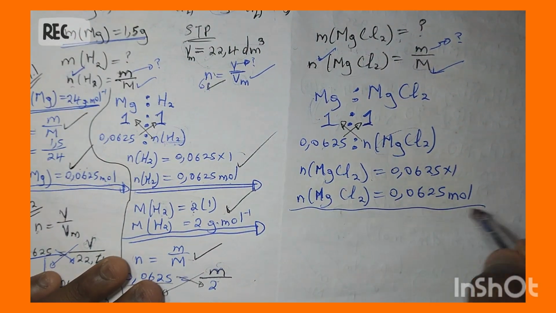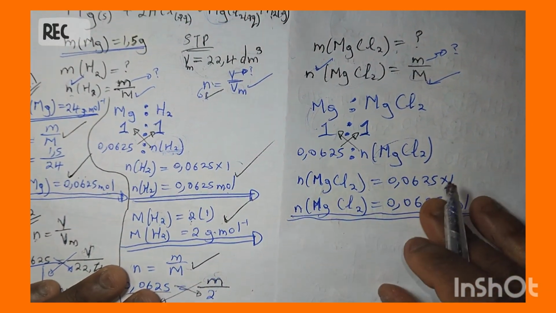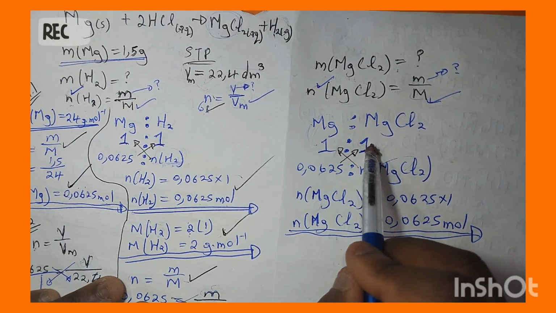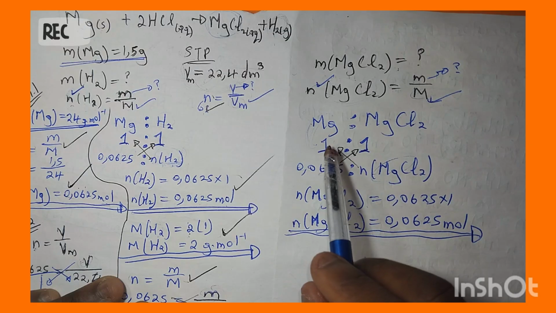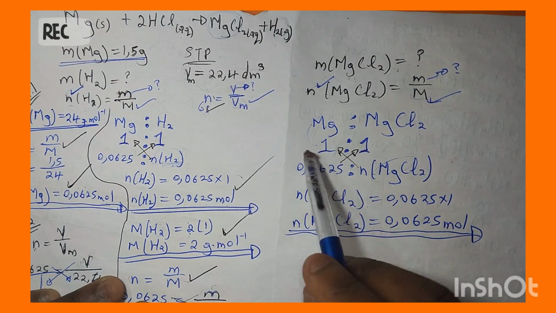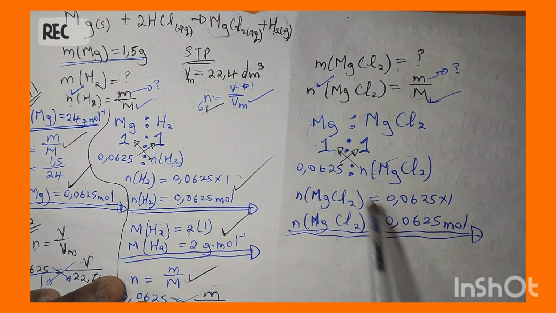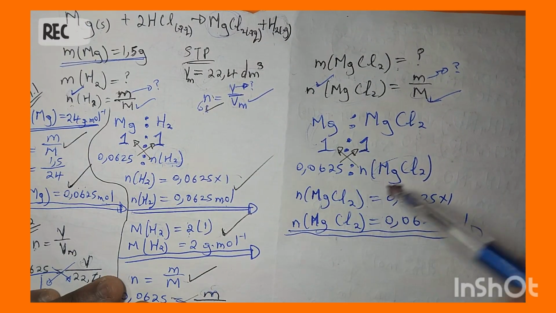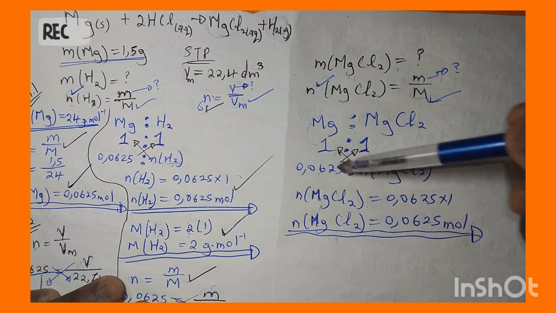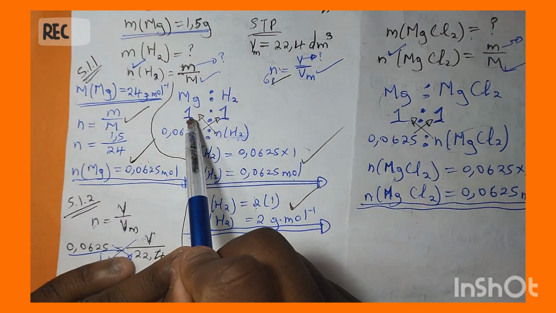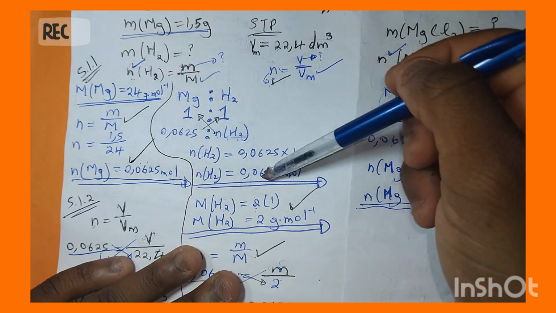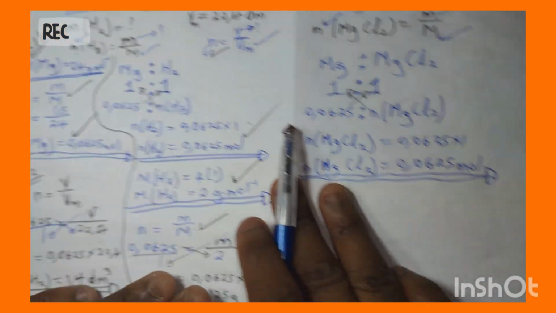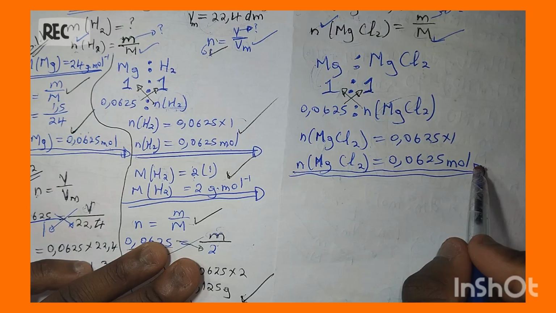Another key thing, guys, that I would like to advise you: if the ratios are equal, it's a 1-to-1 ratio, it means they will also have equal moles. If the ratios are equal, the moles will be equal too. Just like here, the ratios are equal, so the moles were also equal. Do you see this thing? Yeah. So now, guys, I know the moles of this thing.